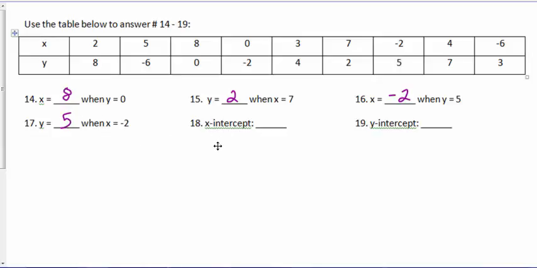The x-intercept. Well, when you have the x-intercept, y equals, guess what? 0. So let's find 0 for y. Looking down, there it is. So what is the x-intercept? 8. The y-intercept is when x is equal to 0. So let's look on the x. Let's go to 0. There it is. Do I have any more? Nope, right there. So the y-intercept is -2.